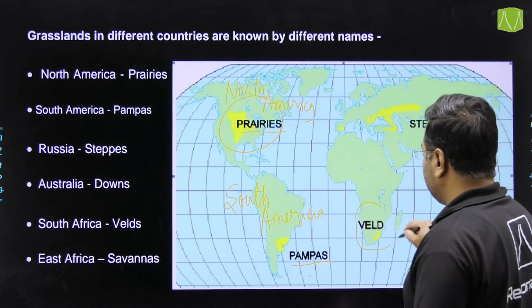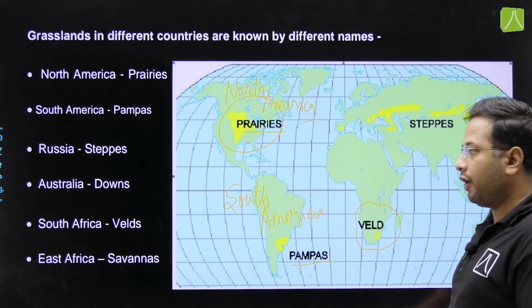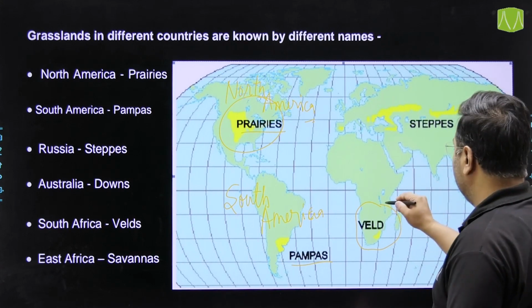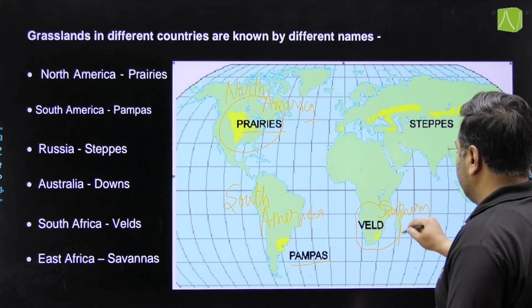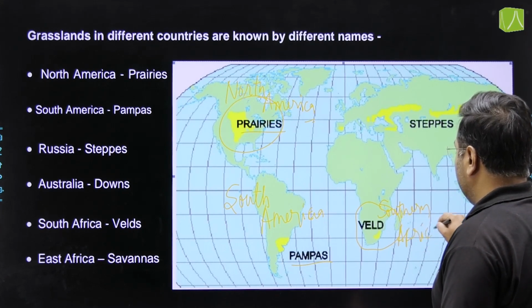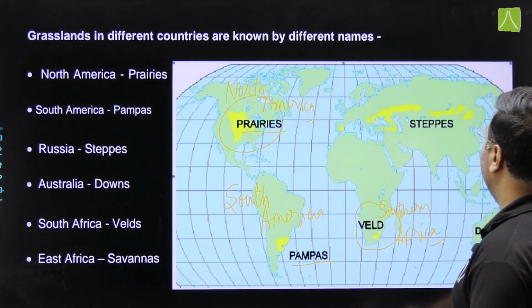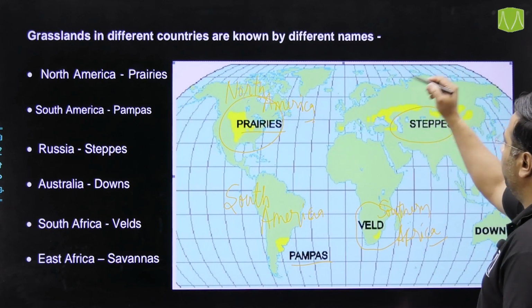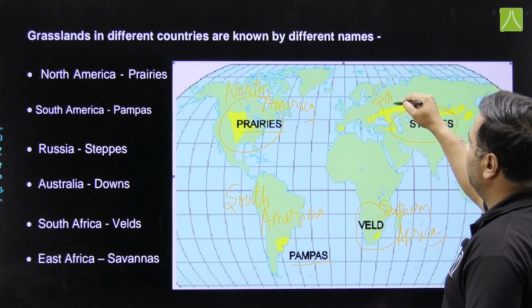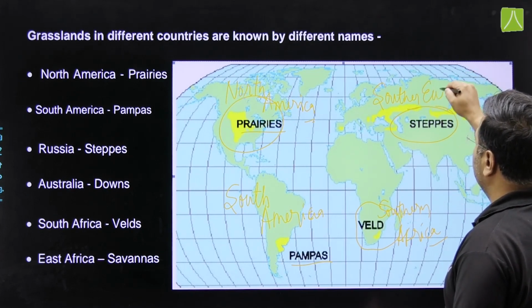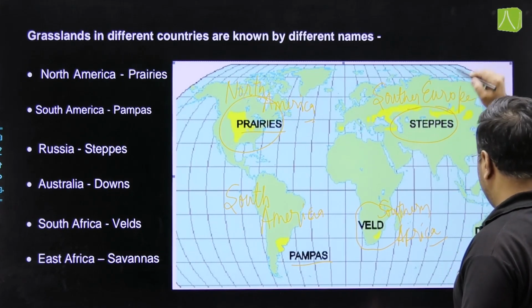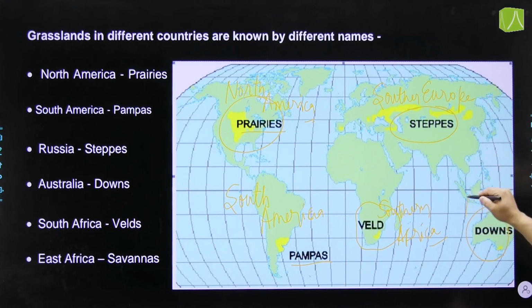In the southern part of Africa it is called veld. Then it is called steppes in part of Europe. Then it is called downs in part of Australia.